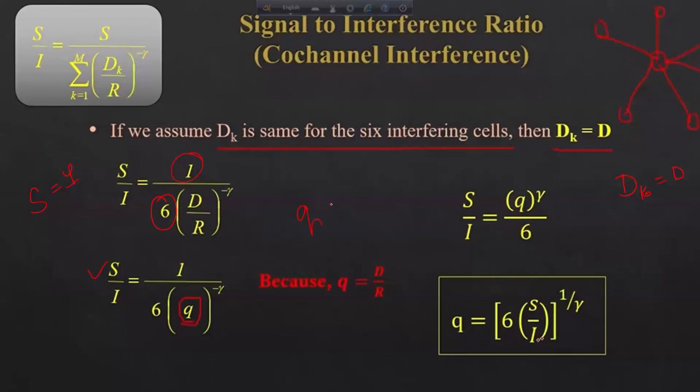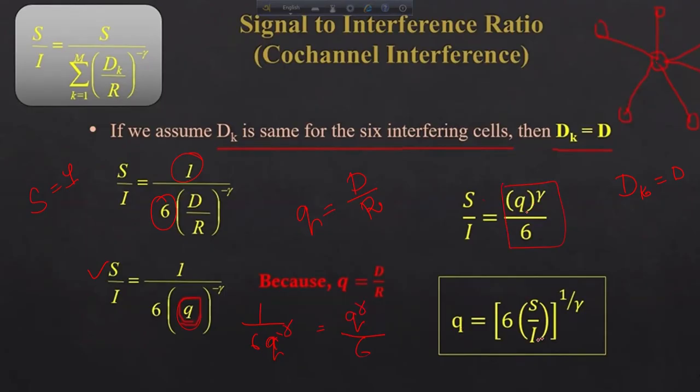We know the frequency reuse ratio Q is equal to capital D by capital R. So instead of capital D by capital R, we are writing frequency reuse ratio, small q. Now the equation is like this: S by I is equal to 1 by 6 q to the power minus gamma. So I am writing it like this: q to the power gamma divided by 6.